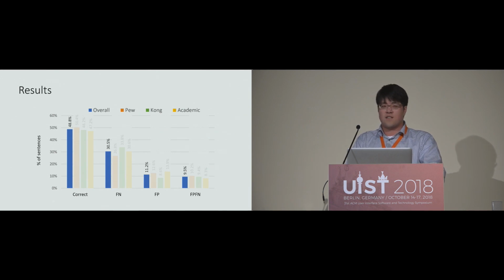Over all of the three datasets, the system generated correct references in almost half of the sentence table pairs. The system missed information and generated false negative errors in 30.5% and included wrong information and generated false positive errors in 11.2% of the sentence table pairs. Another 9.5% included both types of errors.